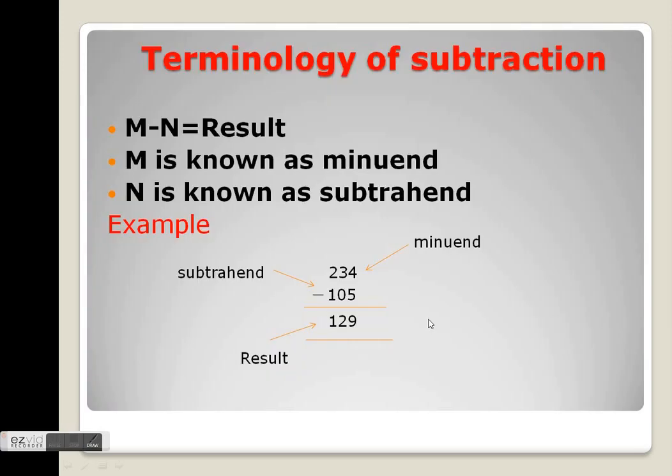Students, before starting our discussion on subtraction by using complements, let's first understand the terminology used in subtraction. Suppose we have two numbers m and n and we want to subtract n from m. In this case, the number m is known as minuend and the number n is known as the subtrahend. For example, if we have two numbers 234 and 105 and we want to subtract 105 from 234, then 234 will be known as the minuend and 105 is known as the subtrahend.